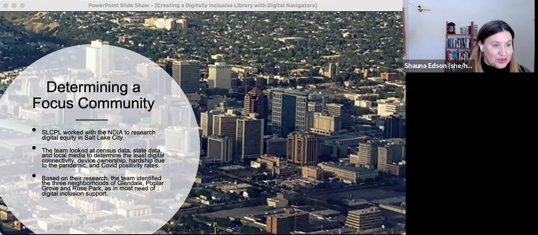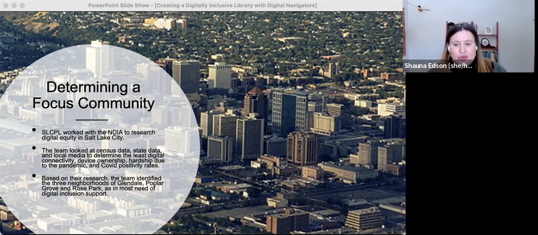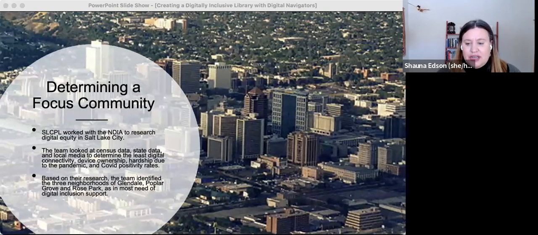Of course, we serve the whole city, but through our marketing campaigns and other things, we worked with the National Digital Inclusion Alliance to research the state of digital equity in Salt Lake City. So a team with NDIA and the city library looked at census data, state data, and local media to understand the rates of internet access, adoption, device access, and ownership in Salt Lake City. And we targeted the neighborhoods most in need.